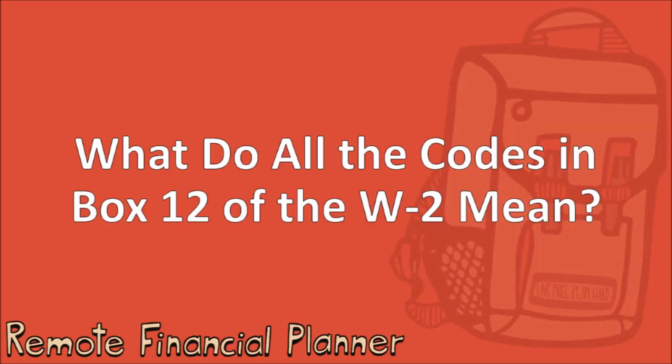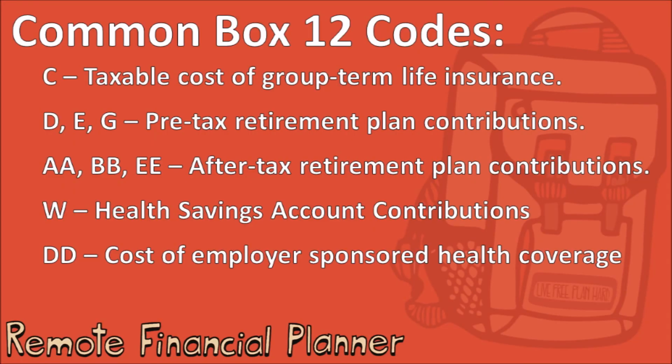Box 12 is the most important and exciting part of your W-2 and produces lots of questions. It's full of amounts and codes. Some of the most common are C, taxable cost of group term life insurance, D, E, and G, which are pre-tax retirement plan contributions, AA, BB, and EE are Roth contributions to retirement plans. W is health savings accounts, and DD is the total cost of employer-sponsored health coverage. You can find a full listing of all the codes and their meanings on the back of your W-2. Many of the decisions you made during open enrollment flow through to this box and may reduce your taxable income and help save you money.